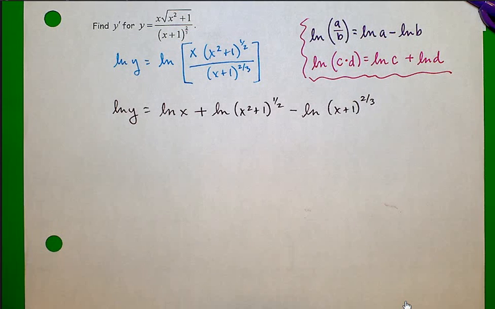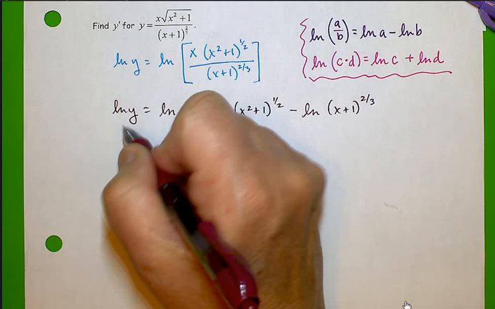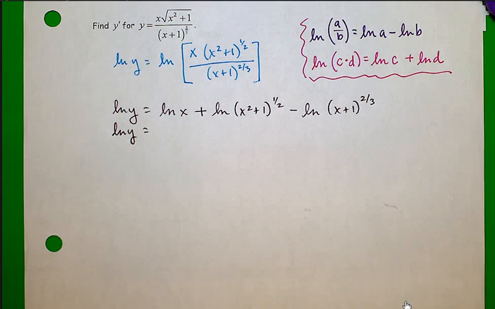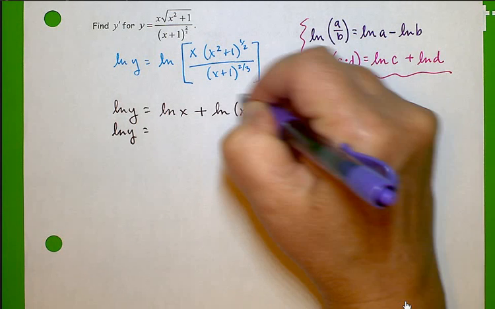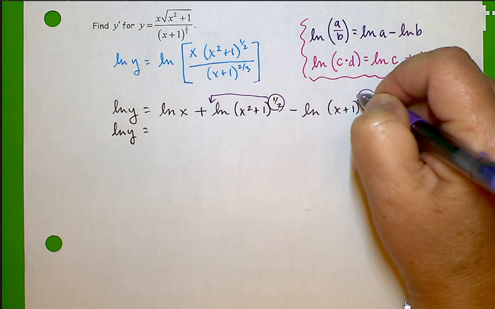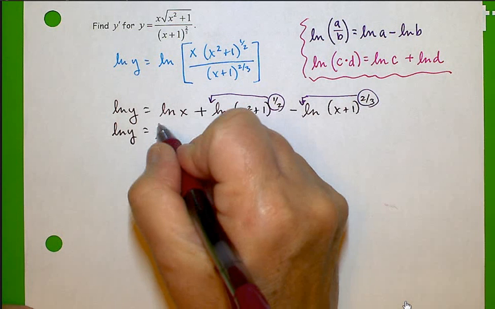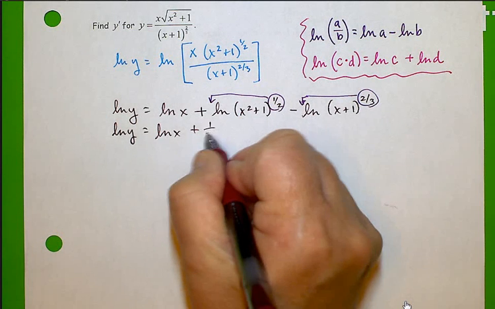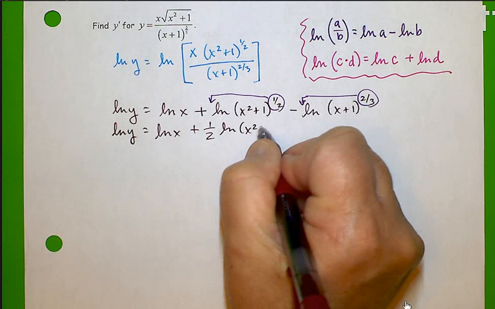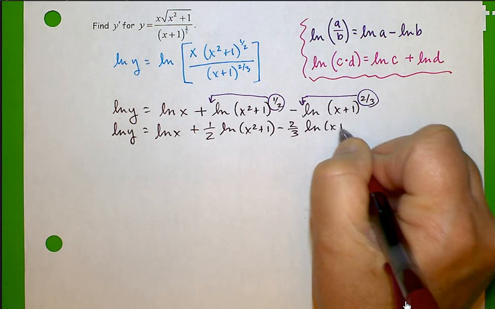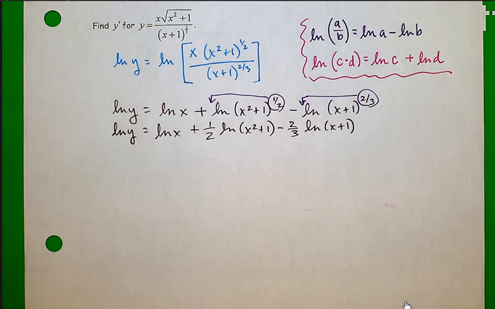But still, let's clean up, or let's move some exponents down. Move that in front, we're going to move that in front. Clean it up a little. Natural log of x plus 1/2 natural log of (x squared plus 1) minus 2/3 natural log of (x plus 1). Okay, all I did was move the exponents there.